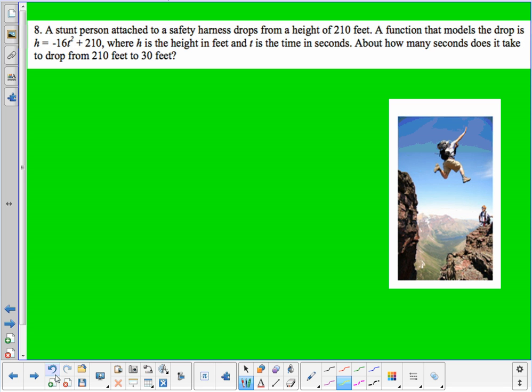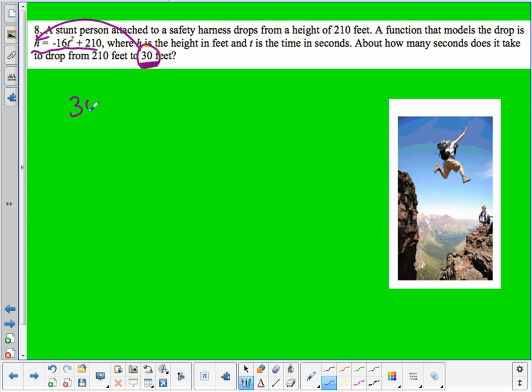This is interesting. Now we're dropping from 210 to 30. We're not so concerned with all the way to the ground. We're concerned with when they get to 30. So 30 is now what I'm going to plug in for h. Again, the equation is given to you, which makes life really easy. But I want to know when the stunt person is at 30 feet, not the ground.